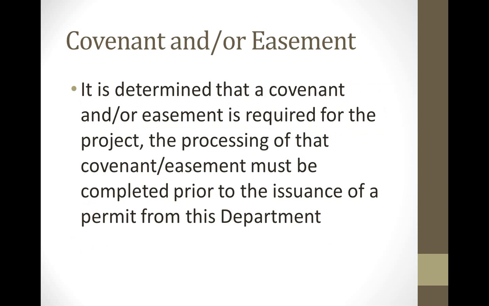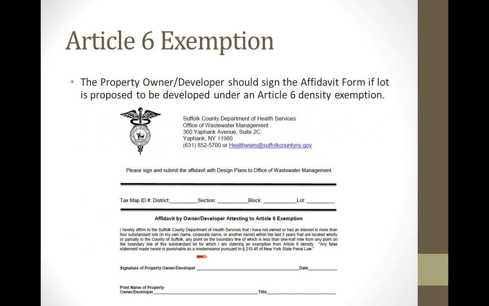If it is determined that a covenant or easement is required for the project, the processing of that covenant or easement must be completed prior to the issuance of a permit. The property owner or developer must also affirm through a signature and date regarding Article 6 exemption.